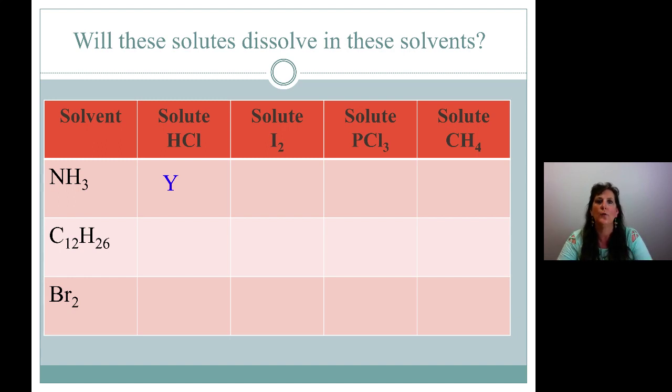Next one is the solute I2. So that's an I bonded to itself, I-I. Is that polar or non-polar, bonded to itself? You're correct if you said non-polar. When you're bonded to yourself, you're non-polar. So we have a non-polar solute with a polar NH3 solvent. Will that dissolve and mix? No, because polar and non-polar do not mix. So that's a big no.